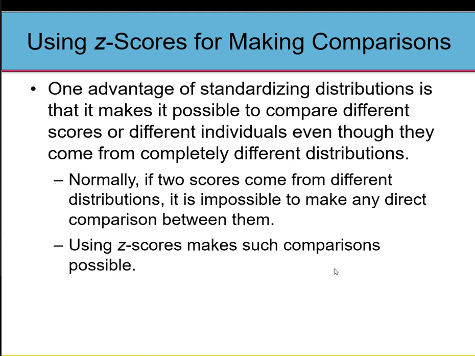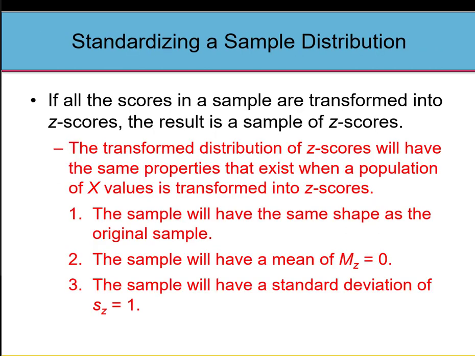One advantage of standardizing distributions is that it makes it possible to compare different scores or different individuals even though they come from completely different distributions. Normally, if 2 scores come from different distributions, it's impossible to make any direct comparisons between them. Using z-scores makes these comparisons possible.